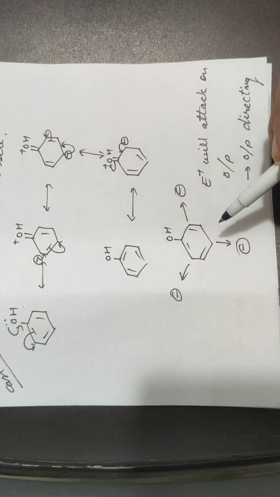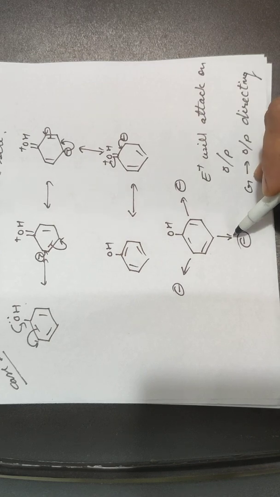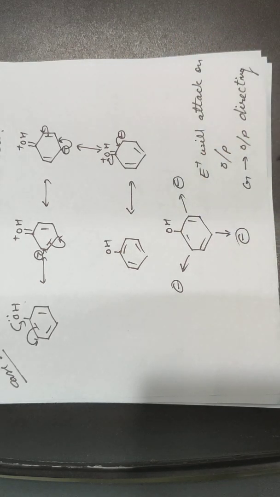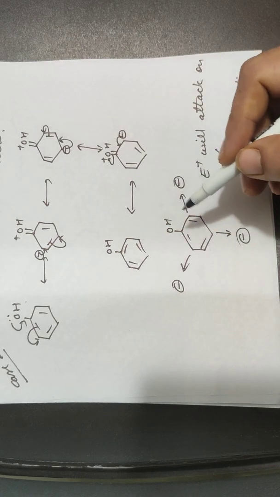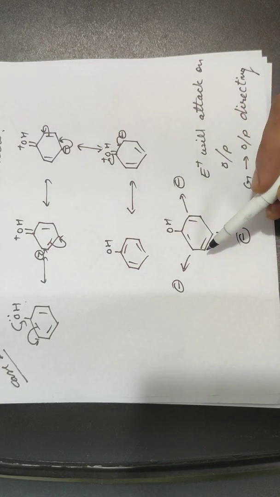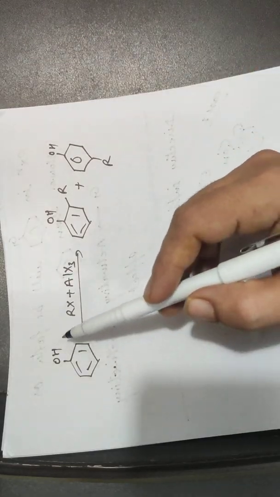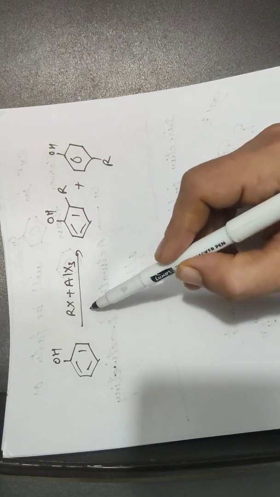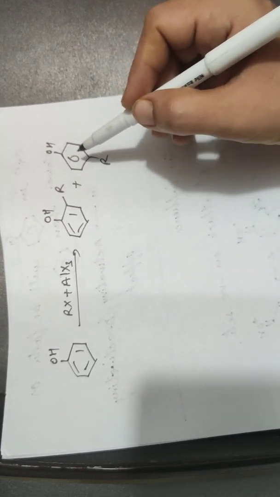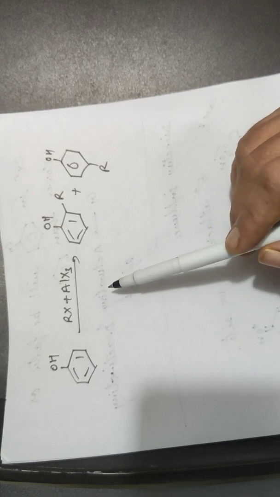That means when E plus attacks, it will attack on these three positions with a preference, on 2 ortho and 1 para. This effect of the group, that means OH, is such that this group would be called an ortho para directing group, because E plus is attacking on these positions, so hydrogen will be replaced from ortho and para positions only. For example, I have shown you the example of alkylation: phenol with RX and AlX3, and on the ortho or para position the R group comes, and this type of final product is created by the reaction of phenol in electrophilic substitution reactions.